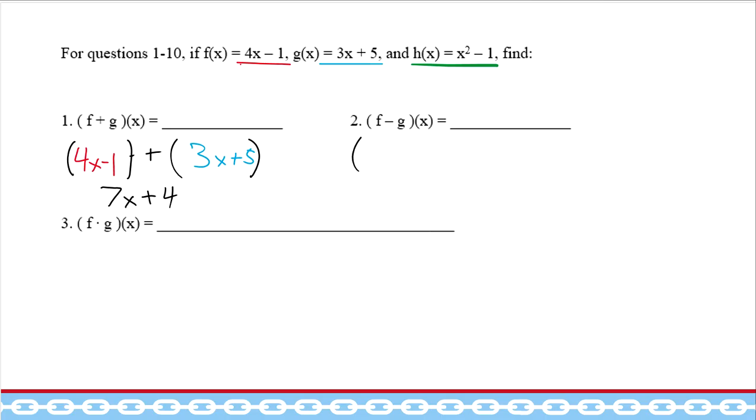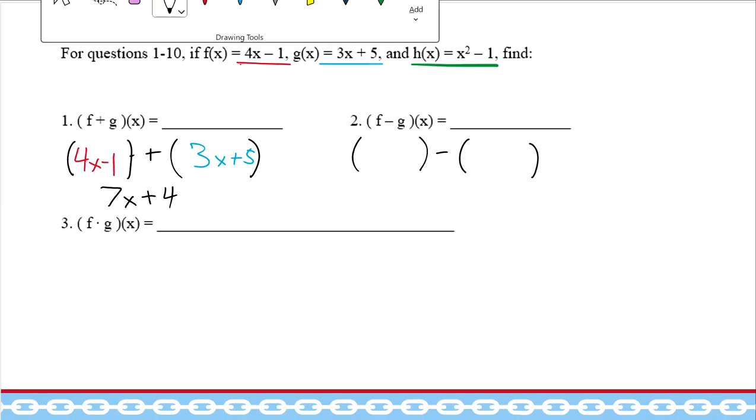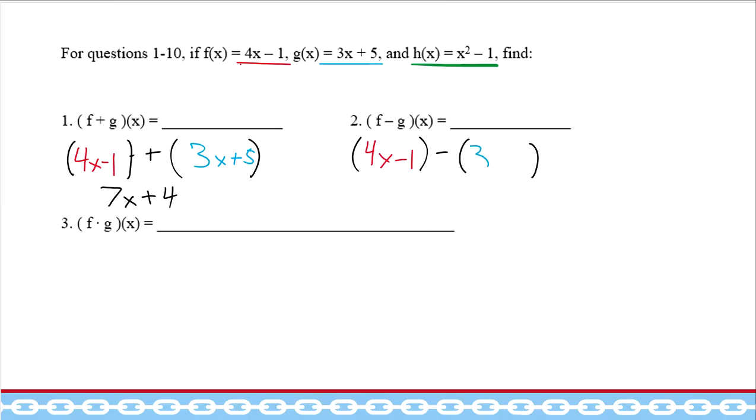Number 2, we are subtracting the two functions. So f minus g, so 4x minus 1 minus the g function of 3x plus 5. Now, have to pay attention to the double negative. Distribute the subtraction here. So I have 4x minus 3x for a 1x, and the negative 1 minus a 5 would be negative 6.